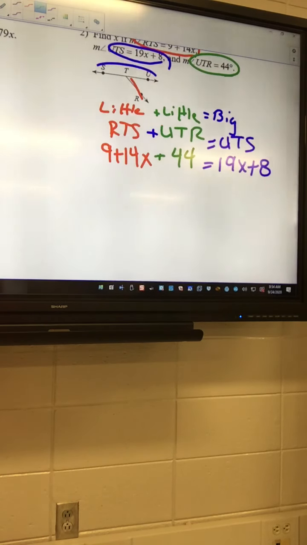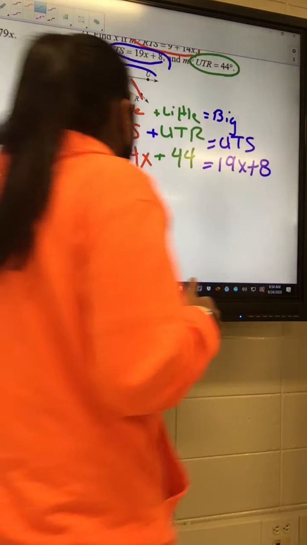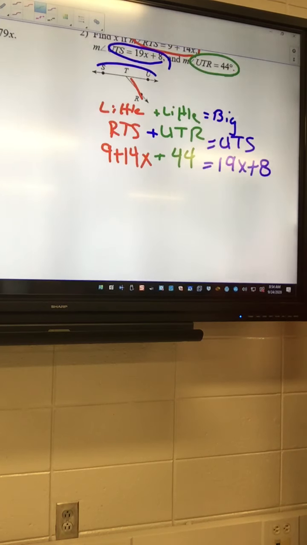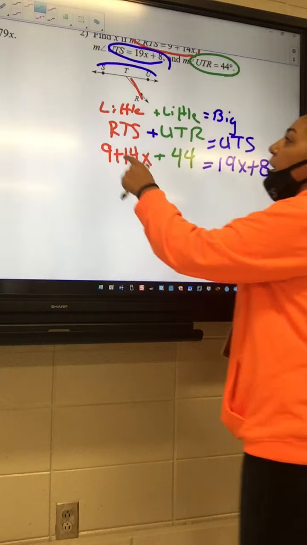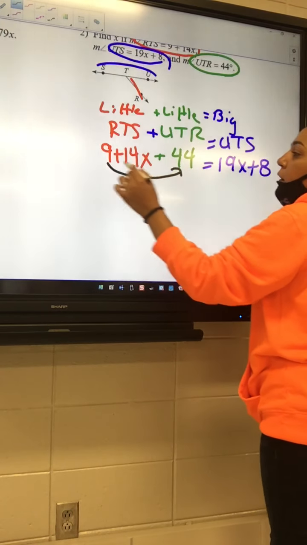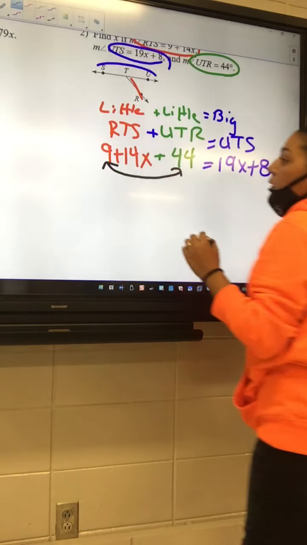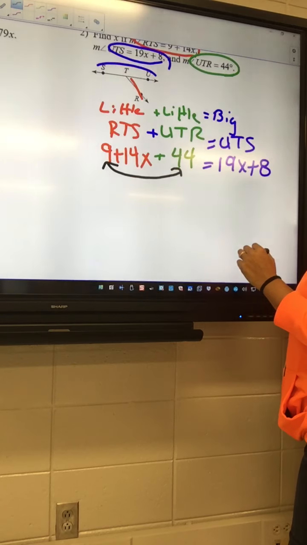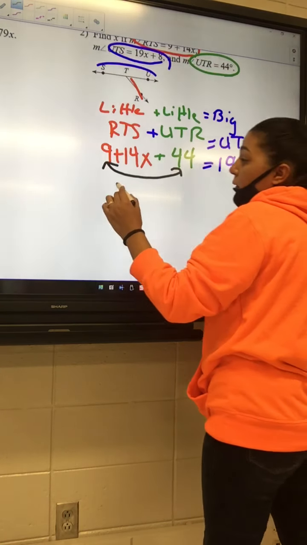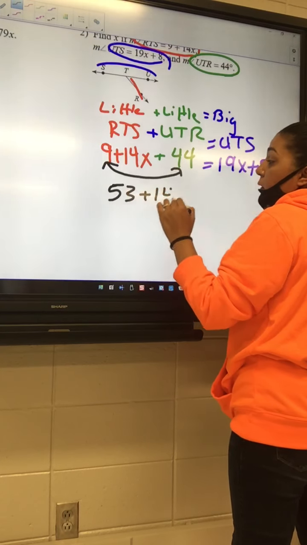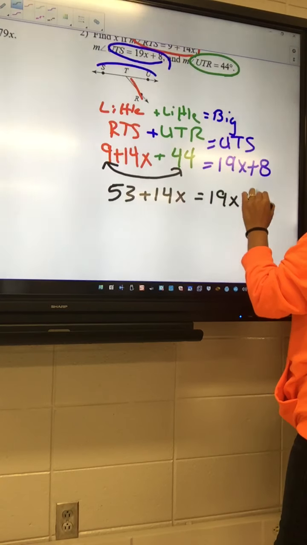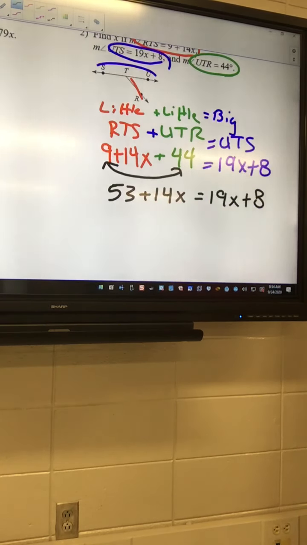Okay, so what should we do first? You want to combine like terms, okay? So let's look at this side. What can we combine? Kind of, we can combine the 9 and the 44 on this side. So what is 9 and a 44? Let me look it up. Okay, so now I got 53 plus 14x equals 19x plus 8.